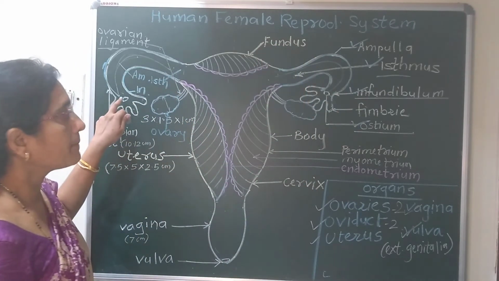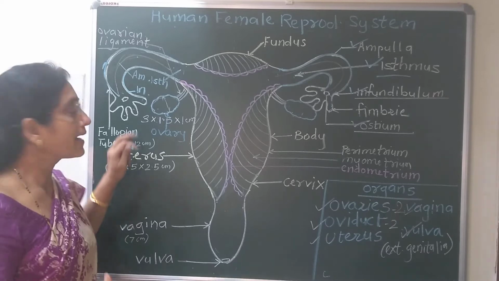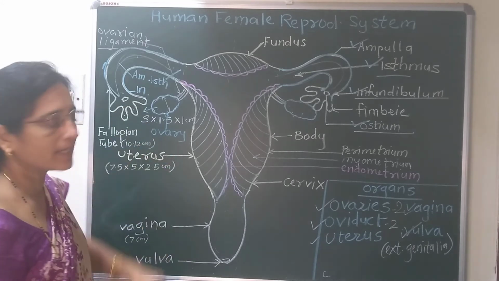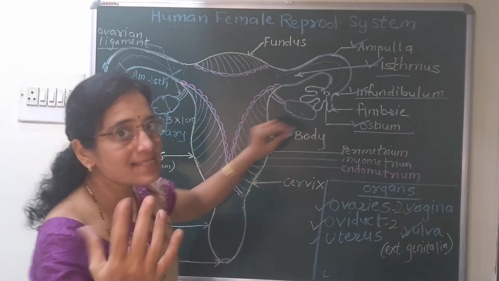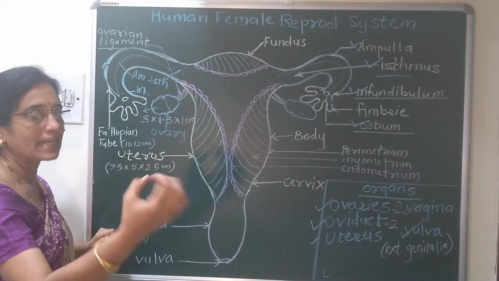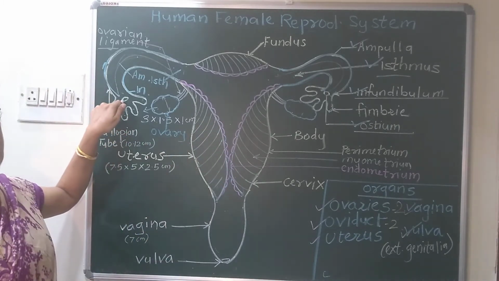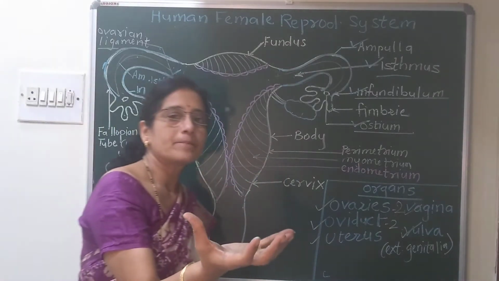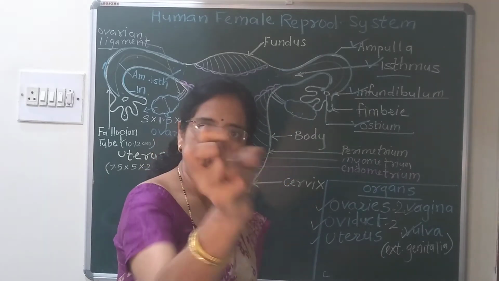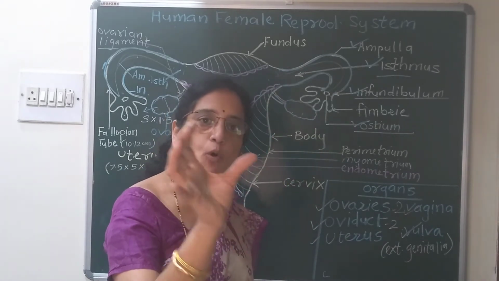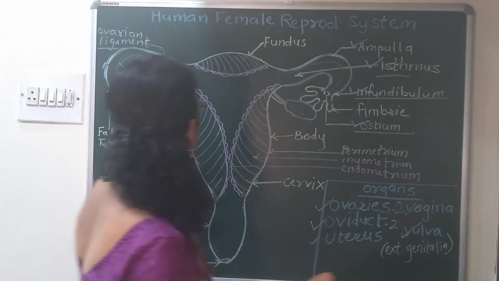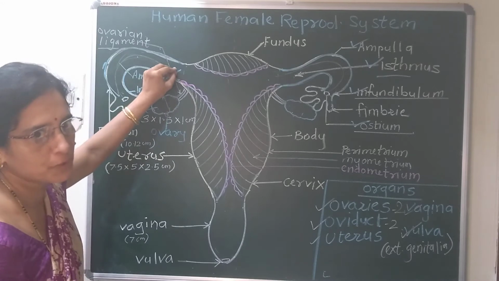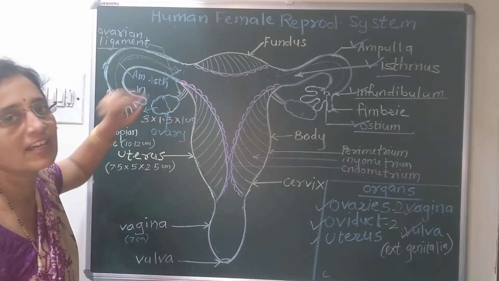This oviduct performs the function of receiving the ovum. When the ovum is released from the ovary, it is caught by the fallopian tube. The fimbriae part catches it, the same way a ball is caught by hand. The ovum is caught by the fimbriae and then enters the fallopian tube and goes in the forward direction.